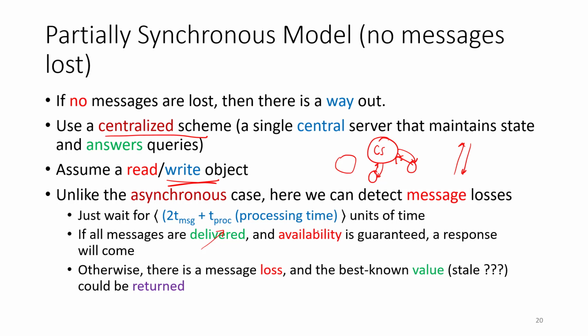So we will know that if there is no message loss, we will definitely expect a response within a finite amount of time. And if we still use the central server based scheme, this is going to work. Otherwise, a best known stale value could be returned. But in this case, if there is no message loss, this is a different case, because message loss can be detected. And given that, if we have availability, responses will come, and the responses will also have the correct value.